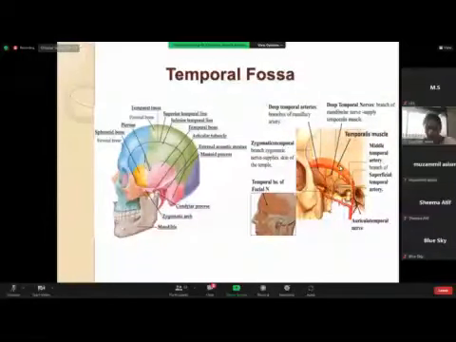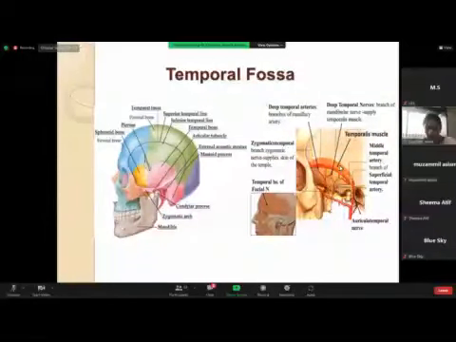And now we have the posterior communications of the pterygopalatine fossa. It communicates with the nasopharynx through the pharyngeal canal. It communicates with the middle cranial fossa through the foramen rotundum. It communicates with the base of the skull through the pterygoid canal. And inferiorly, it communicates with the oral cavity through the greater palatine canal. These communications are very important for your MCQs. So you should know about all these communications and the structures responsible for them.